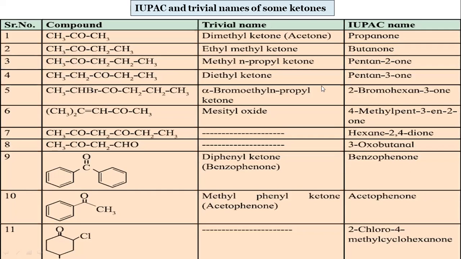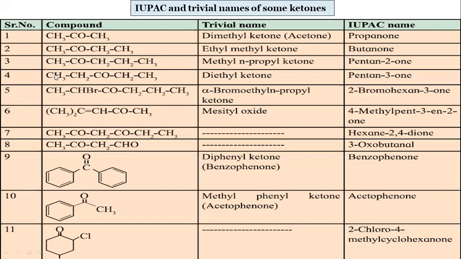This is the pentane 3-one, because the CO is on the third carbon from this side or this side. We can start the numbering from either side because the numberings are the same. In the other case, we have to start the numbering from that side. CO should get the minimum number. This is the IUPAC nomenclature system rule. The CO should get the lowest number. So that's why we have to start the numbering from 1, 2, 3, 4, 5 this side.